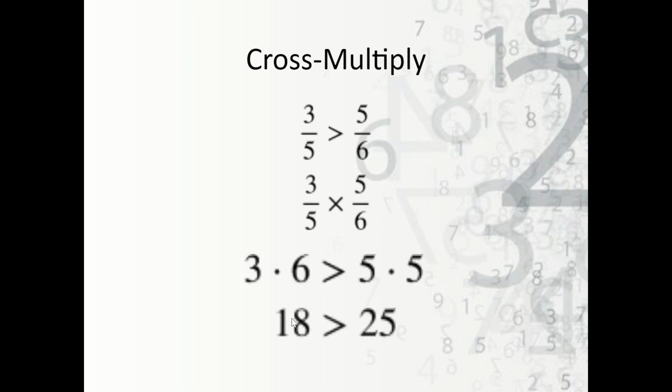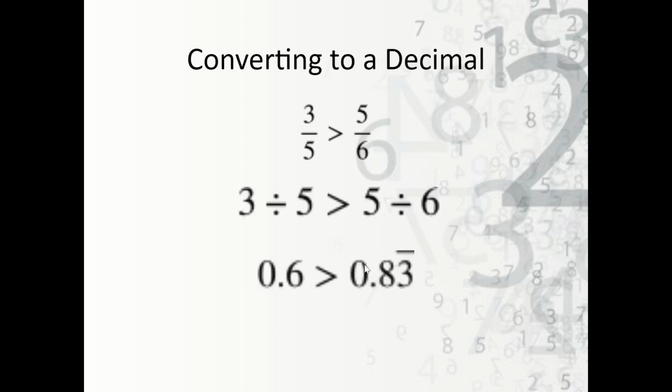And we end up with 18 and 25, which we know that 25 is greater. Next, we can convert to a decimal. So we have 3 divided by 5, which is 0.6, and 5 divided by 6, which is 0.83 repeating, which we can see that this number is greater.